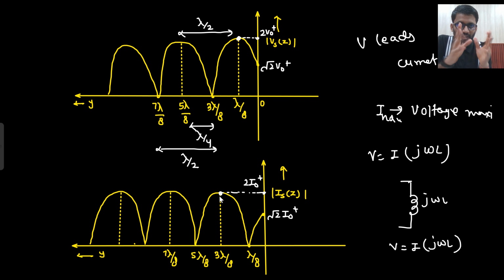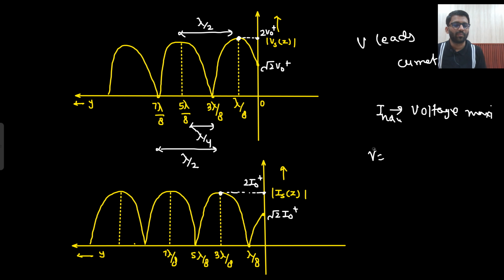How will you remember this thing? V is equal to I j omega L. That means voltage leads the current in case of an inductor. That means certainly first voltage maximum will occur in case of an inductive load. That's it. This is how I remember it, and you can also remember it in the same manner.